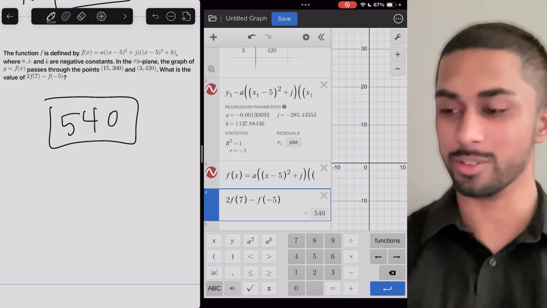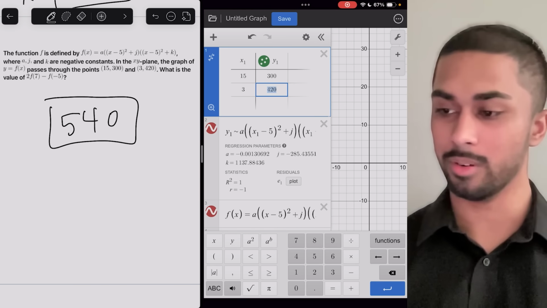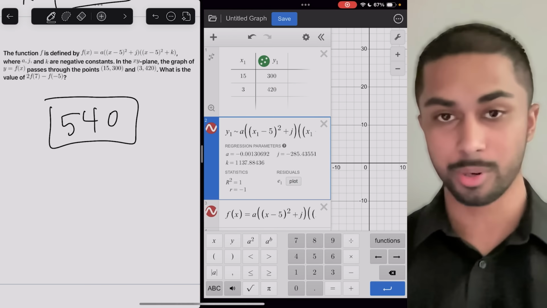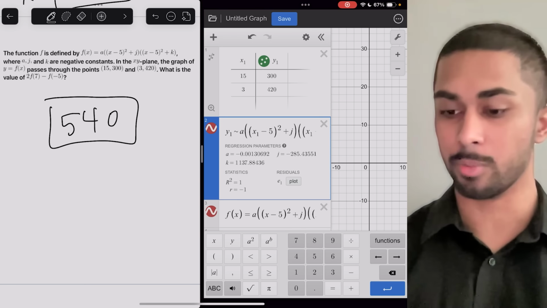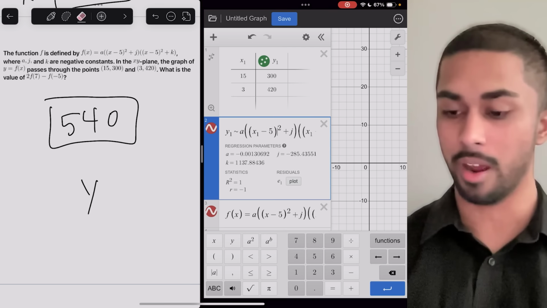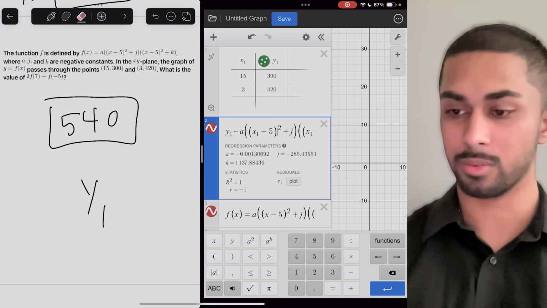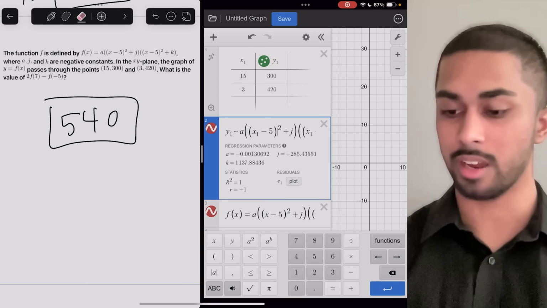That's how we get our answer using regression. Let's recap real fast. Table, enter the points. Custom regression by entering this entire equation, replacing all the x's with x1s, replacing all the f of x with a y1, right? And then replacing the equal sign with a tilde.